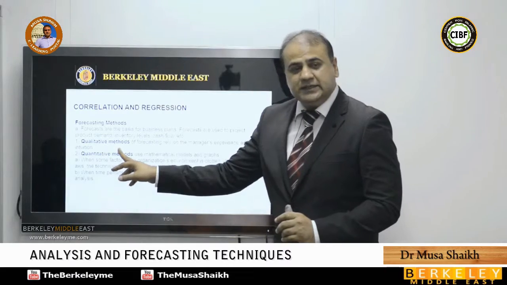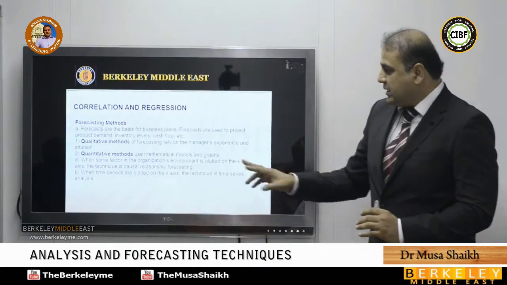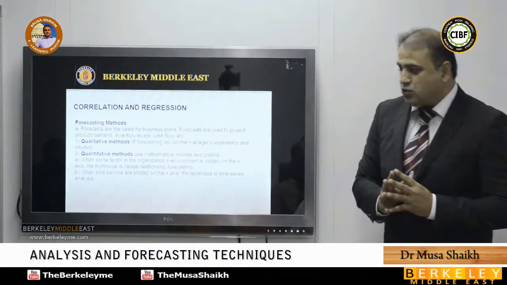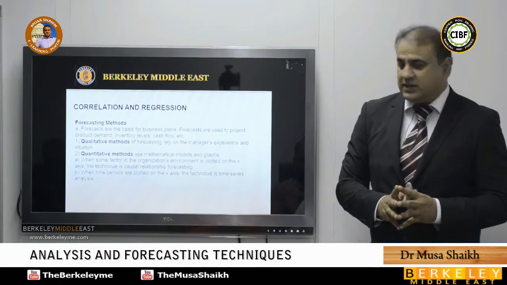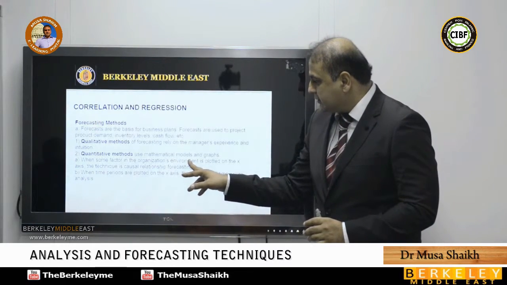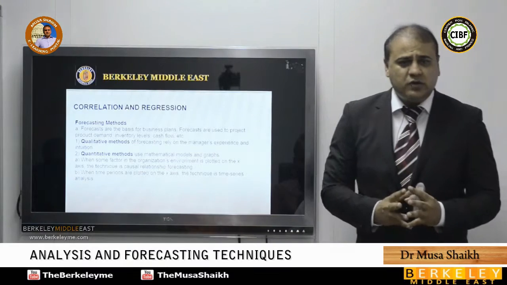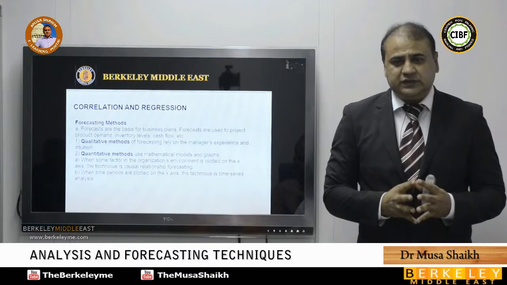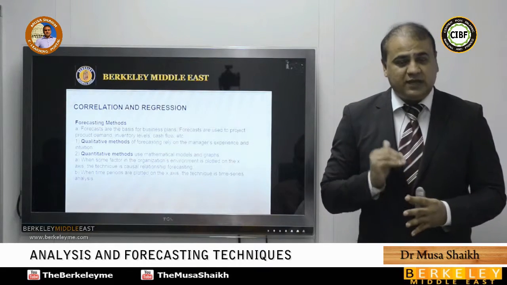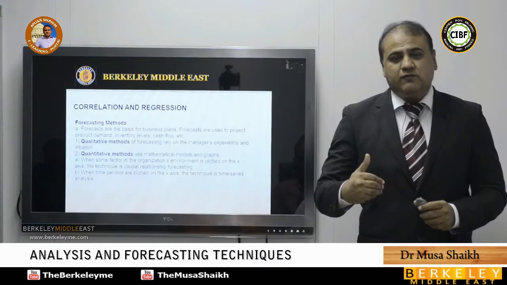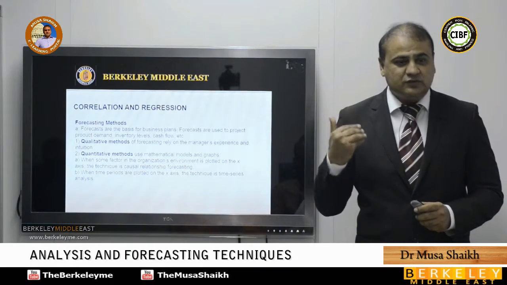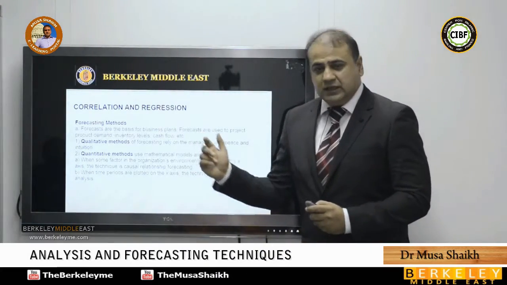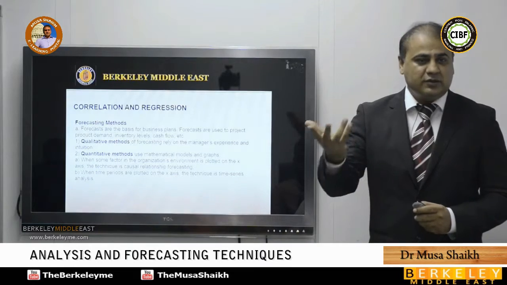One is called the qualitative method. It's more about quality, relying on the manager's experience and intuition. The other is quantitative methods. Quantitative is more about mathematical models, graphs, formulas, and any kind of mathematical simulations. If we use them, it will give more assurance to the reader that we have used mathematical logic to prove our forecast for the next quarter, year, or different years.